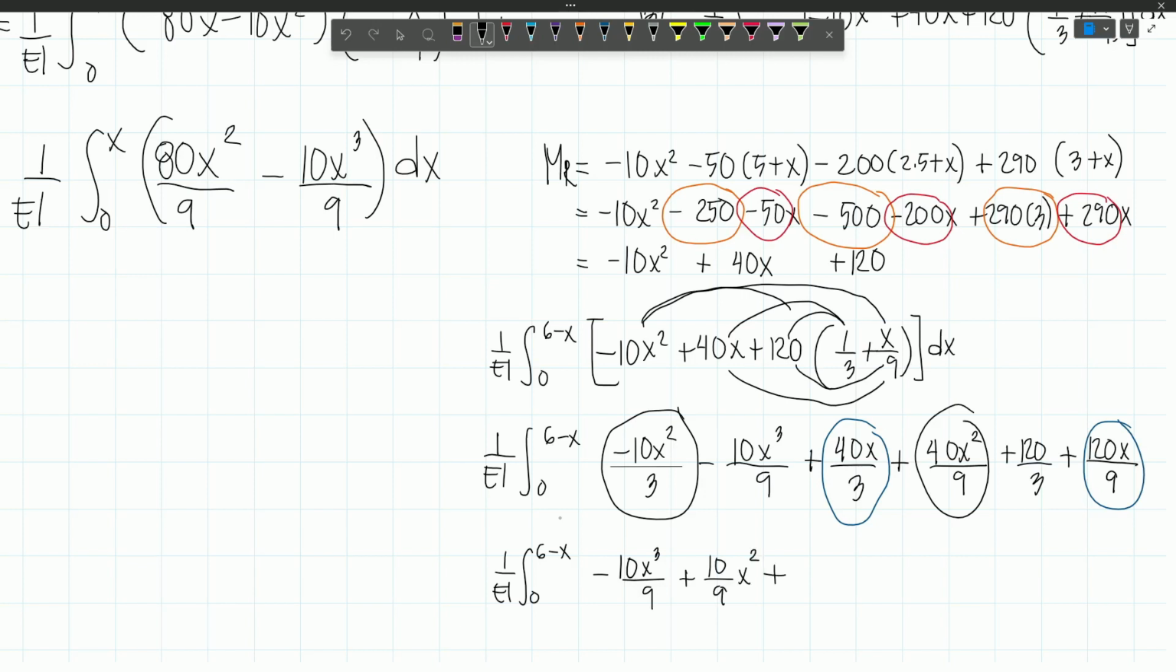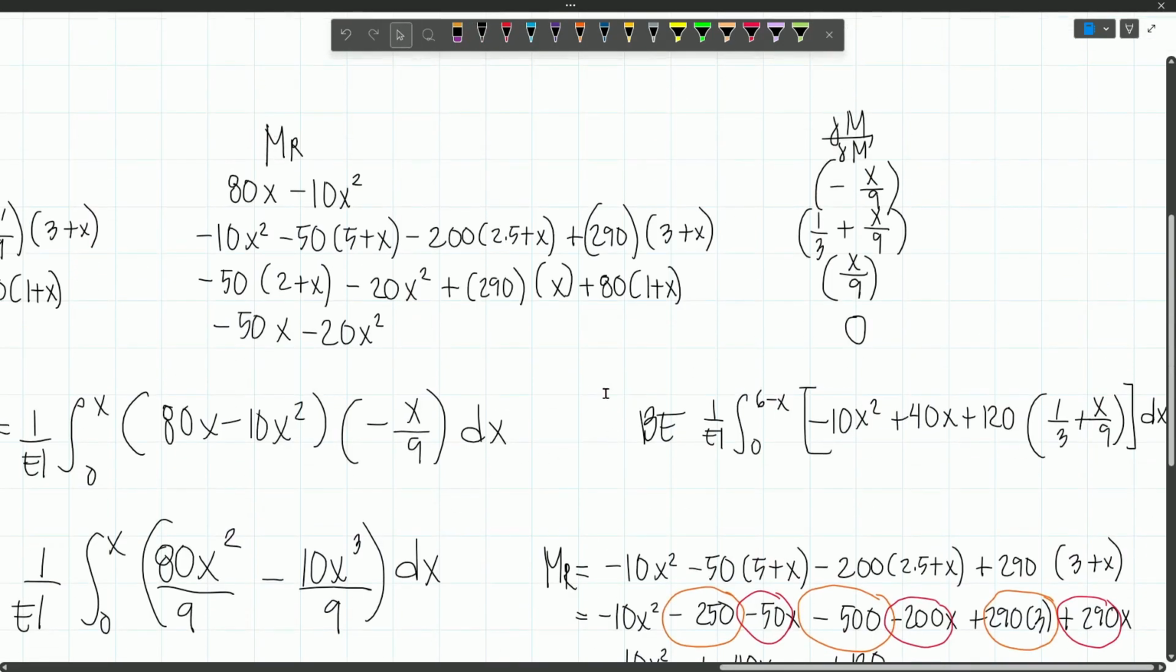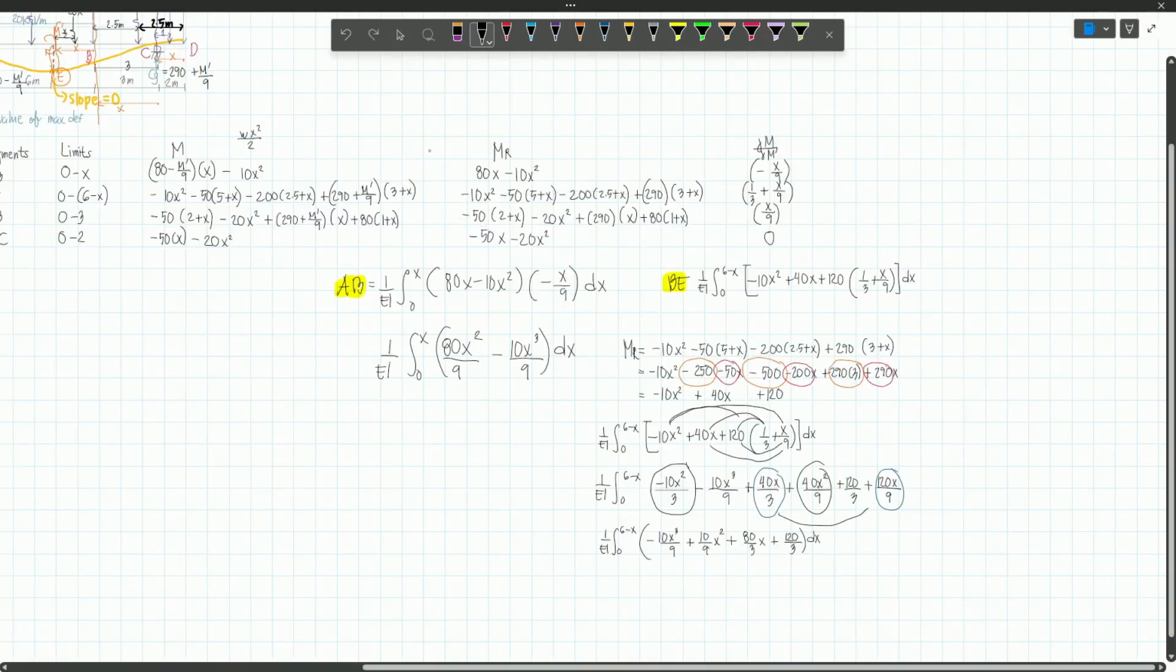And then, plus the sum of these, which is 80 over 3, and then x, and then plus this constant term, which is 120 over 3, and then dx. So this is our simplified equation for the second segment, which is BE. And then let's try to simplify this one for segment CB.